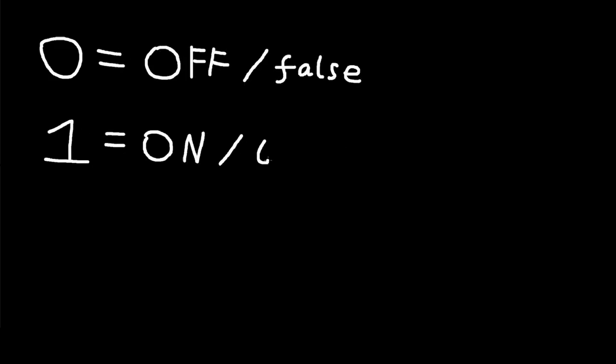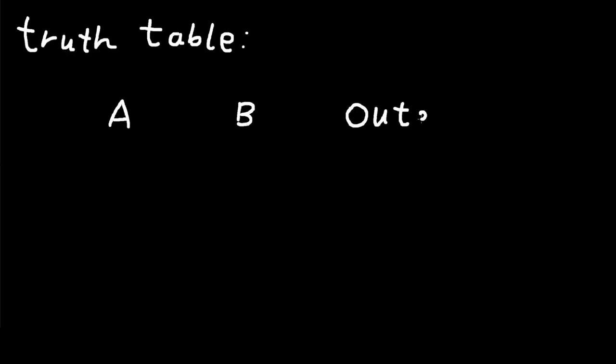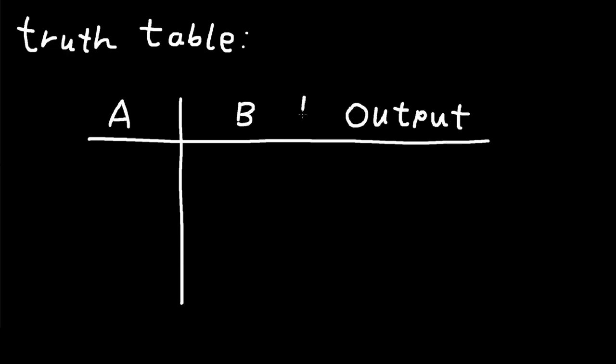We'll use two meanings: 0 means off, or false. 1 means on, or true. For every gate, we describe its behavior using a truth table. A truth table lists every possible input combination and the output for each one.